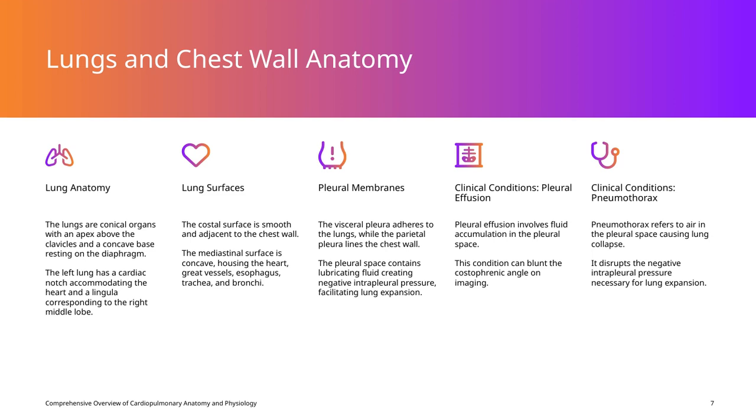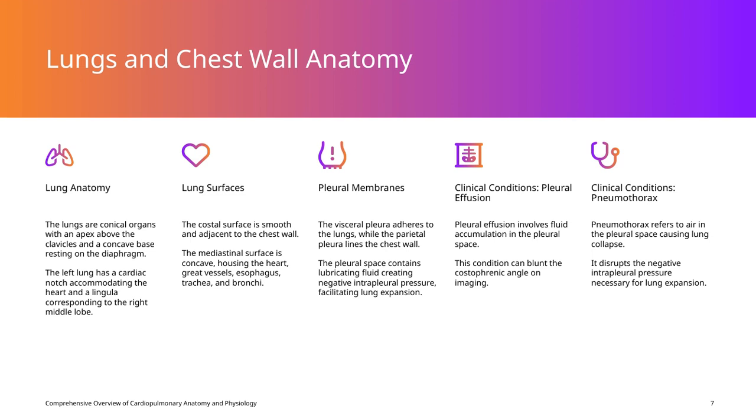Focusing on the lung surfaces, the costal surface is smooth and lies next to the chest wall, while the mediastinal surface is concave and contains important structures like the heart, great vessels, esophagus, trachea, and bronchi. Now, moving on to the pleural membranes, the visceral pleura directly adheres to the lungs, and the parietal pleura lines the chest wall. Between these two layers is the pleural space, which contains lubricating fluid.